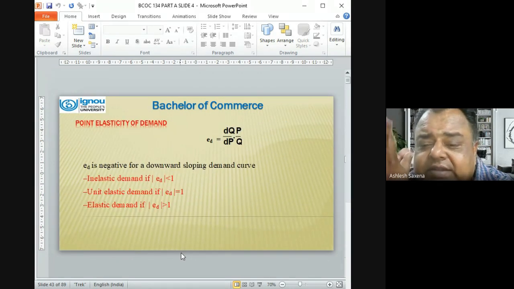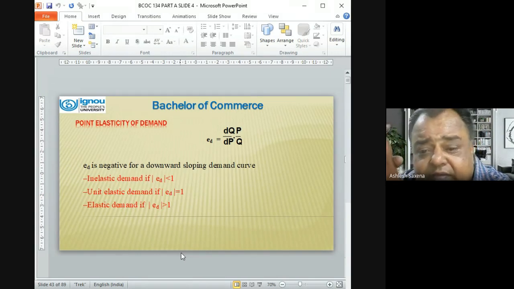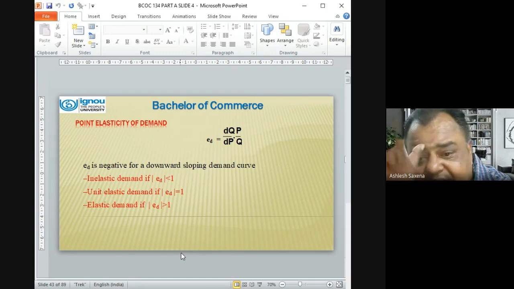Point elasticity of demand, ED is equal to dq upon dp into p by q. If ED is negative, the downward sloping demand curve will be there. For inelastic demand, ED is less than 1. For unit elastic demand, ED is equal to 1. And for elastic demand, ED is greater than 1.